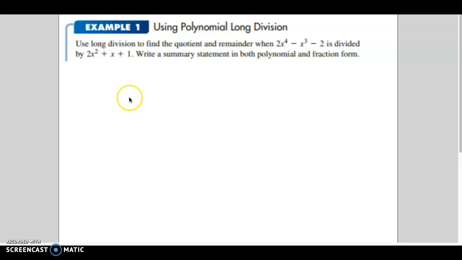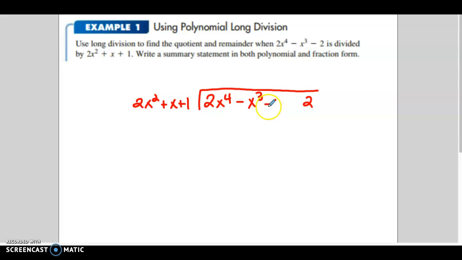is equal to the quotient plus the remainder divided by the divisor. Okay, so let's do an example here of long division. So we have 2x to the fourth minus x cubed, and then I'm going to leave a little space, minus 2. We're dividing that by 2x squared plus x plus 1. So we're going to start by taking 2x to the fourth and dividing it by 2x squared, and that's going to give us x squared.